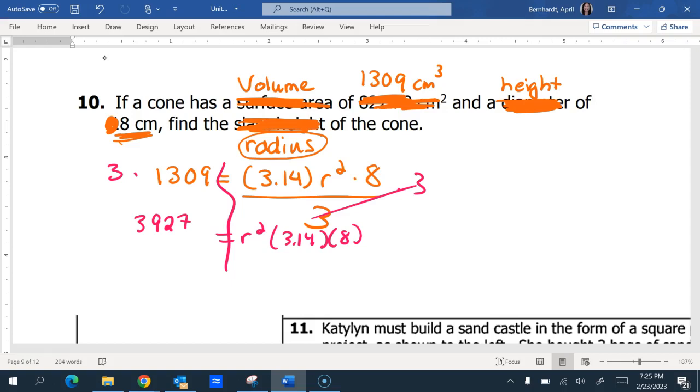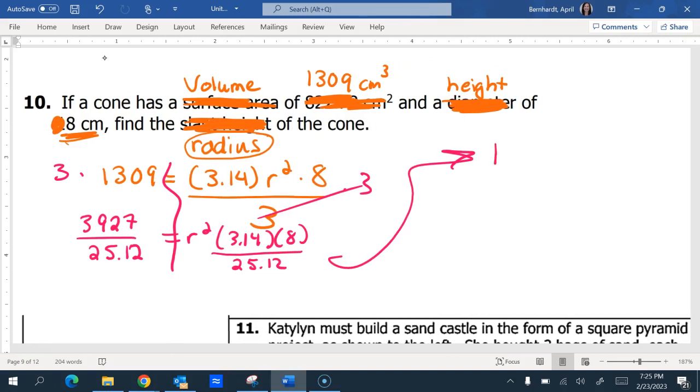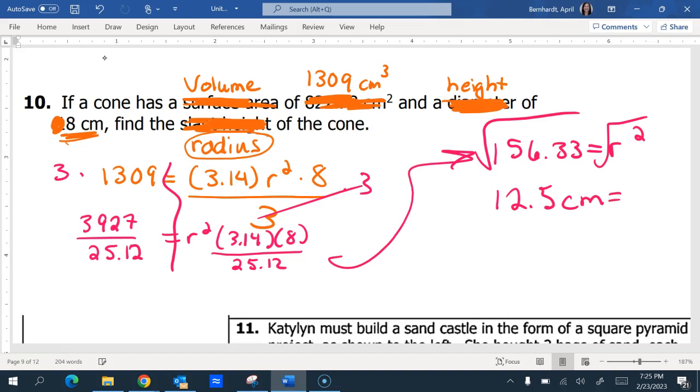And then pi times 8 is approximately 25.12. So then we'll divide both sides by 25.12. And I'm running out of room here. So I'm going to go over here, which ends up being 156.33 equals radius squared, square root, and we get that the radius is approximately 12.5 centimeters.